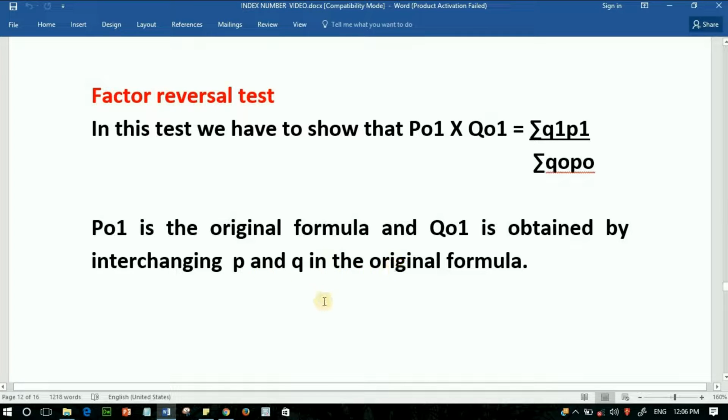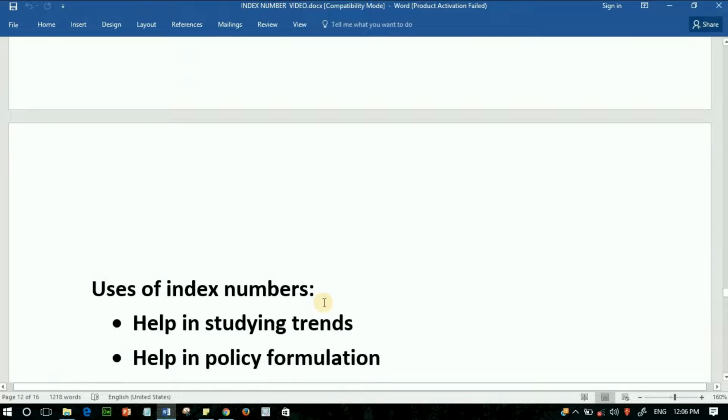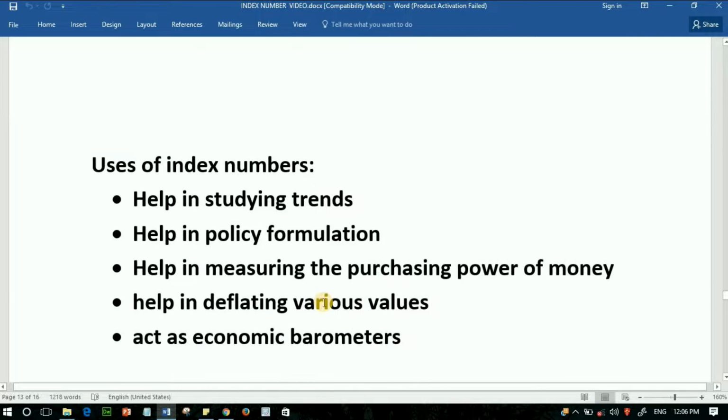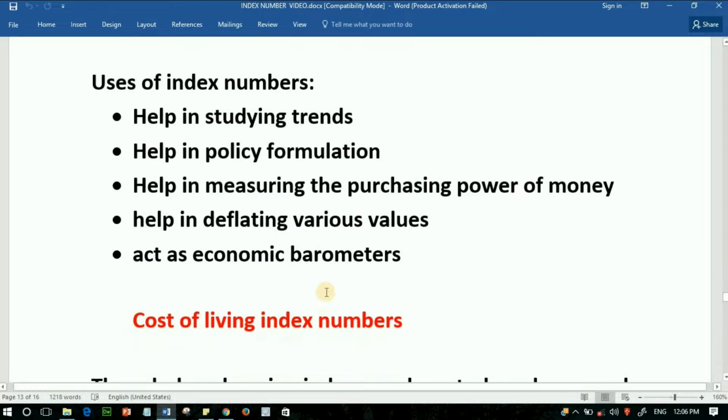So Fisher's ideal index number is the only one which satisfies all the tests. So Fisher's index number is known as the ideal index number. Then what are the uses of index numbers? It helps in studying trends. It helps in policy formulation. It helps in measuring the purchasing power of money. It helps in deflating various values. It acts as an economic parameter.